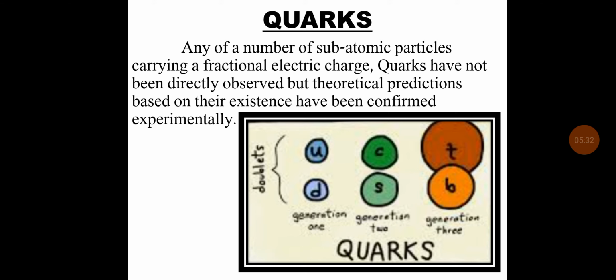Now, quarks. Any of a number of subatomic particles carrying a fractional electric charge. Quarks have not been directly observed, but theoretical predictions based on their existence have been confirmed experimentally. Now, it's a type of subatomic particles.